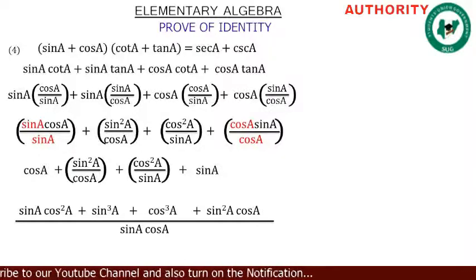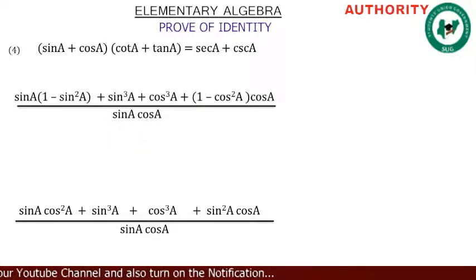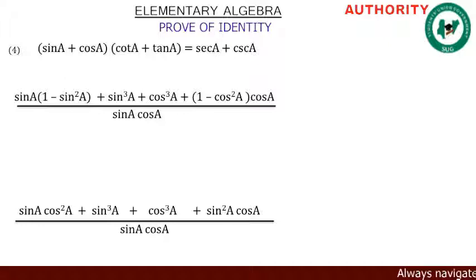Now let's go. We have sine A. This cos squared A is the same as saying 1 minus sine squared A. Alright, good. Now we have sine A, open bracket, 1 minus sine squared A, because this 1 minus sine squared A is the same as cos squared A. Now we have plus sine cube A plus cos cube A plus. This sine squared A is the same as saying 1 minus cos squared A. So let's put it in bracket, then cos A outside. Okay, now let's go. We have all over sine A cos A.